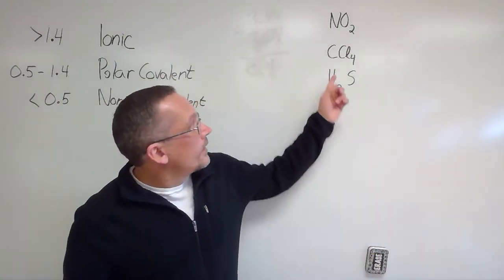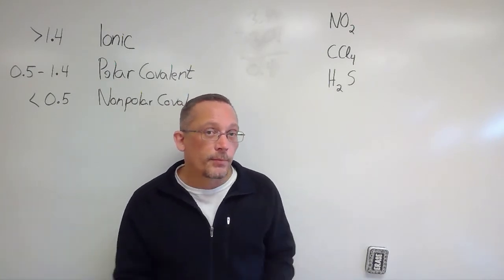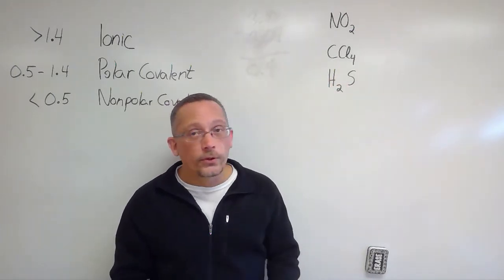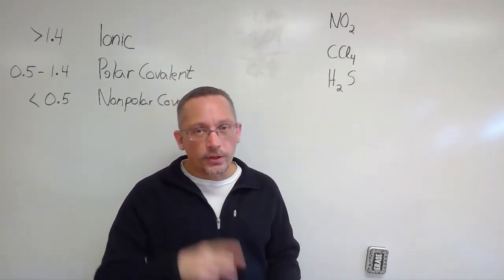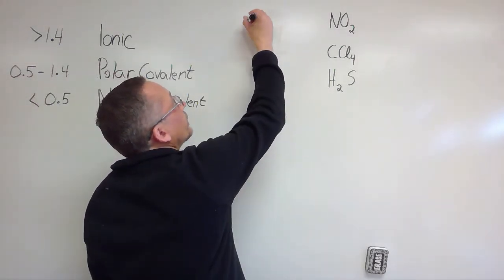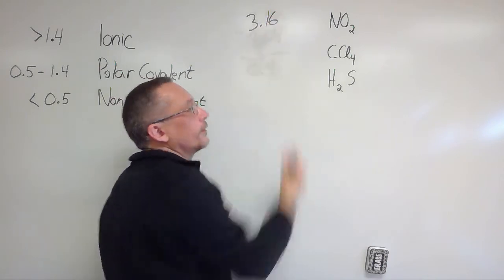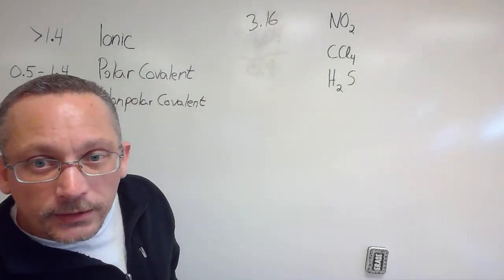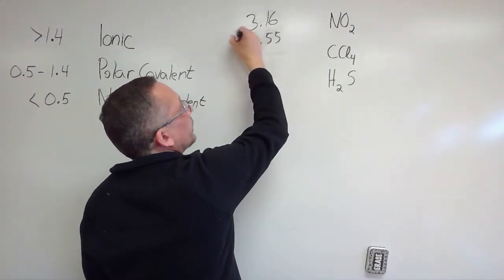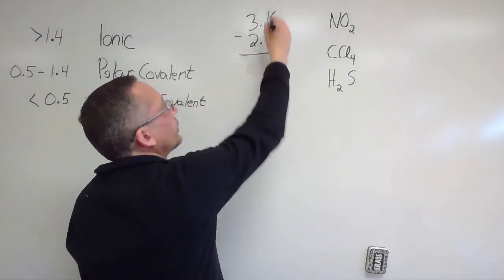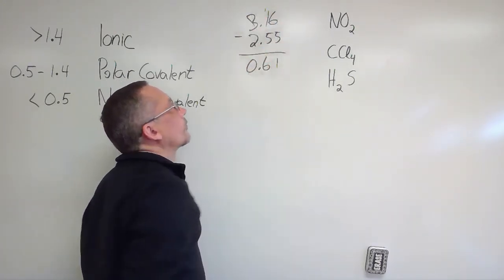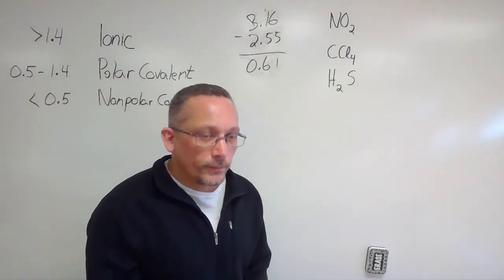Let's look at the second one. CCl4. This is a compound between C, carbon, and Cl, chlorine. So let me go and look up the electronegativities of each of those. I'm going to look on ptable.com, and chlorine, it says it's 3.16. Carbon, it says is 2.55. So let's go ahead and subtract those numbers. You can use a calculator if you need to. And I get 0.61. Okay.